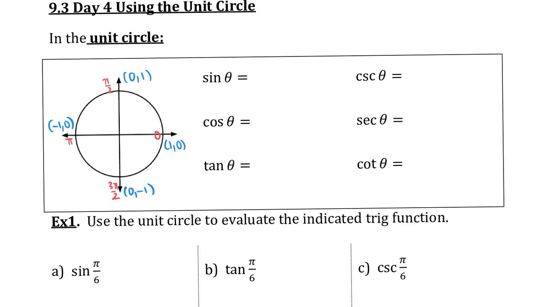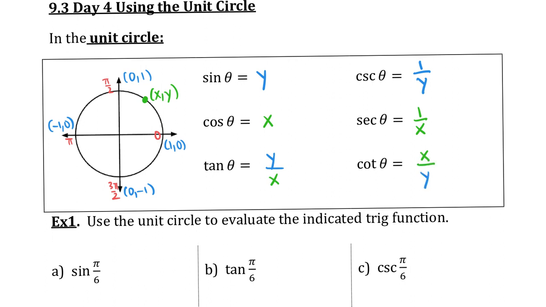Just like last class, the sine of the angle is the y-coordinate of the ordered pair on the unit circle. The cosine is the x-coordinate. Tangent is y over x. Now, we did not do the reciprocal functions last time, but we know which one is reciprocal of which. So cosecant is the reciprocal of sine, so cosecant is 1 over y on the unit circle. Secant is 1 over x. And cotangent is x over y. Or we just flip the answer we have.